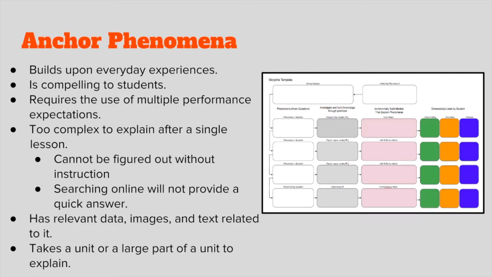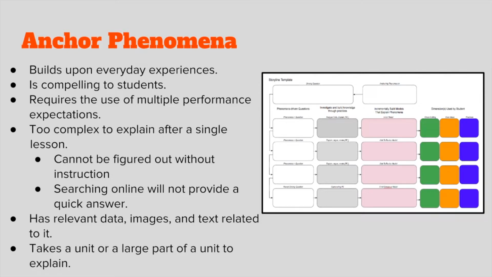When designing an anchor phenomena, we need to make sure it is too complex for students to explain in just one lesson. Students will need instruction to be able to explain, and searching online will not yield a quick answer. The anchor phenomena should focus on knowledge, not content, because content can be Googled. A good anchor phenomena has relevant data, images, and text to engage students in the range of ideas needed to understand. Using a broad sequence of science and engineering practices to learn science through first-hand or second-hand investigations is key.